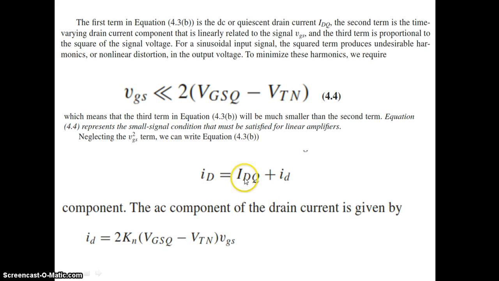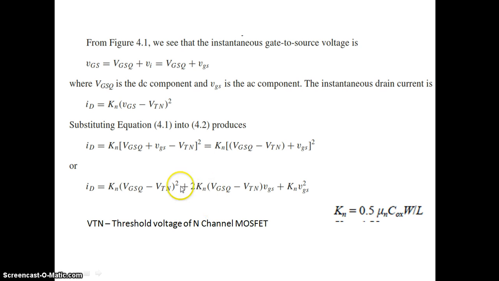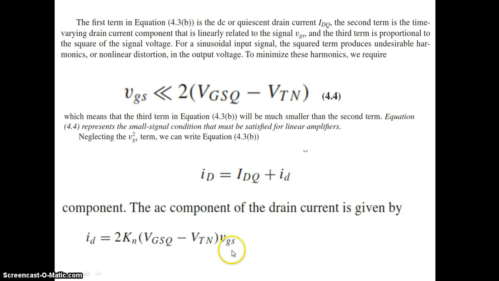ID stands for the instantaneous current, equal to IDQ, which is the DC current, plus the AC instantaneous current. This is the total instantaneous current, and this is the AC instantaneous ID. So this is the expression. The AC component of the drain current is given by this equation. As I said, this is the DC component, this is the AC component. So we have written the AC component alone.